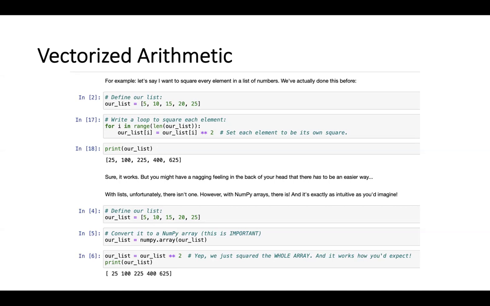So here we have our list that's equal to np.array of our list. We convert this to a NumPy array, and then we just need to write our list equal to our list asterisk asterisk 2, which squares each element in that array, and then we can see the result. So you've noticed that we don't need to write a loop to go over all the elements one by one.